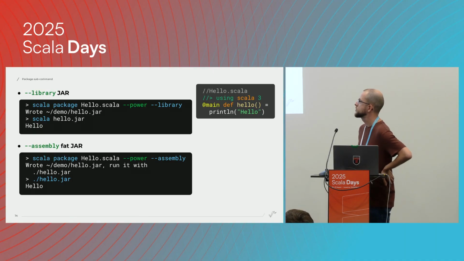Then there are the usual suspects. So there's the library jar, which is just a normal jar that you would produce with any tool. There's the assembly fat jar. So that's pretty much the same as the lightweight launcher jar, except all of the transitive dependencies are included inside of the file, so it's big.